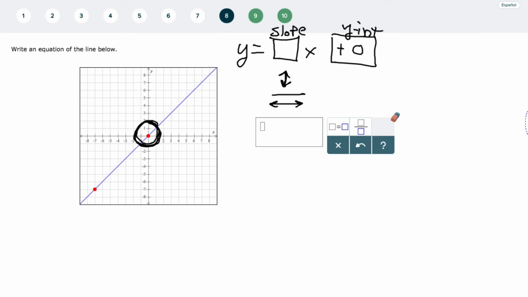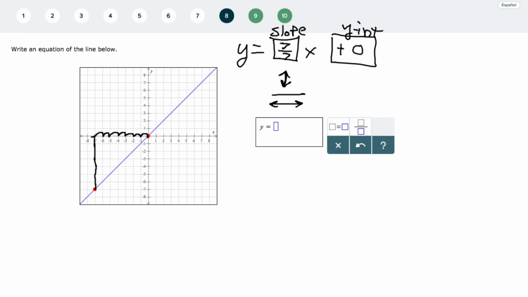Now let's find my slope. From here, I go up 1, 2, 3, 4, 5, 6, 7. So I'm going up 7. Over. How far am I going over? 1, 2, 3, 4, 5, 6, 7. Okay, so I went over 7. Now let's simplify that. What's 7 divided by 7? That's just 1. So here I'm going to have y equals 7 divided by 7 is just 1x.